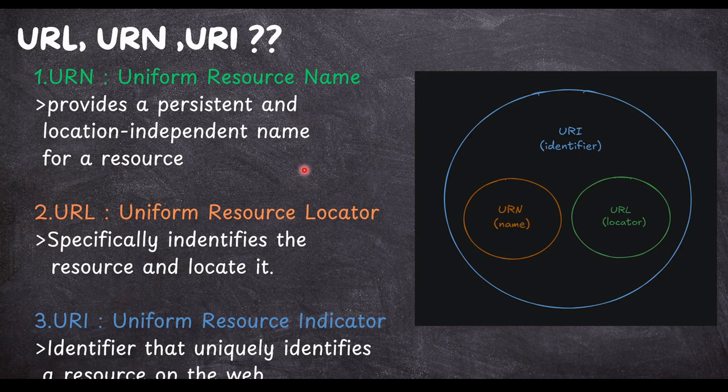URN, or uniform resource name, provides a location-independent name for a resource. Let me break it down. On the internet there are multiple things available, but they all must have a name to track them.